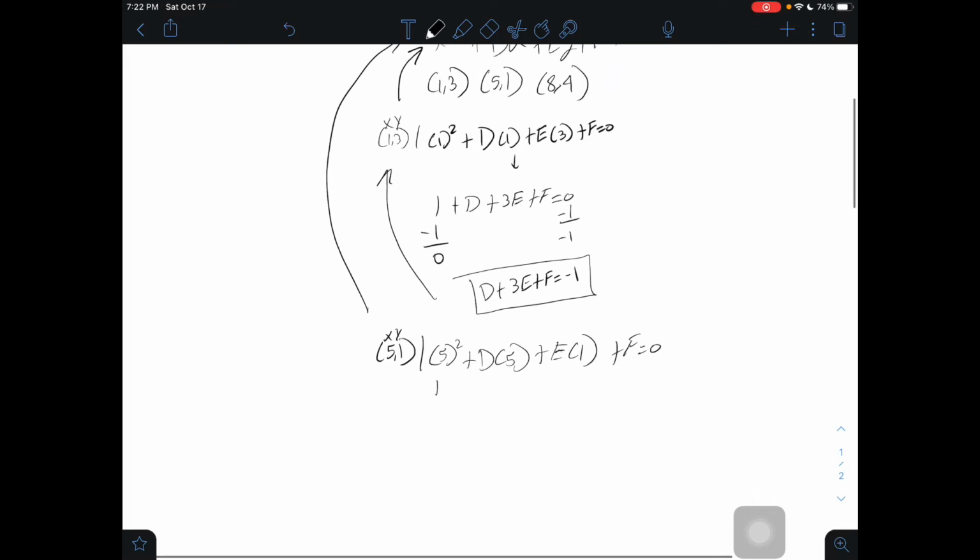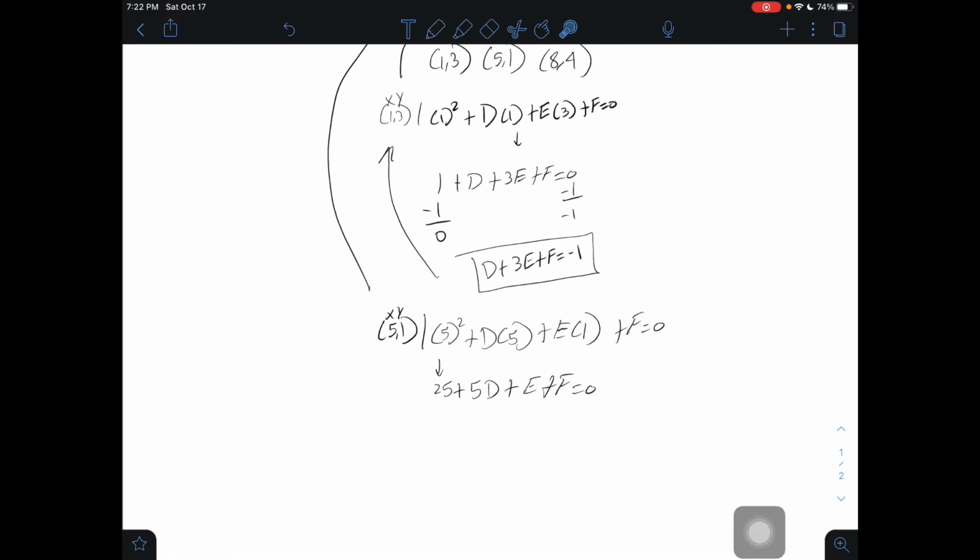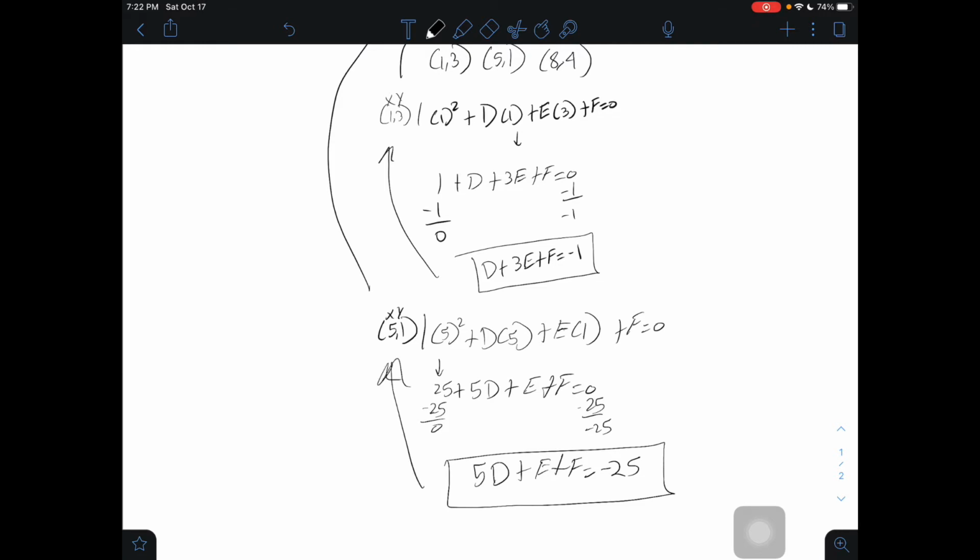5 squared is just 25, plus 5 times d is just 5d, e times 1 is just e, and f by itself is just f, which all equals 0. Now again, we're going to do the same thing here. We're going to subtract our constants from both sides. In this case, our constant is 25. 25 minus 25 is 0. 0 minus 25 is negative 25. So we're left with 5d plus e plus f equals negative 25. That's our equation for this coordinate point, 5, 1.